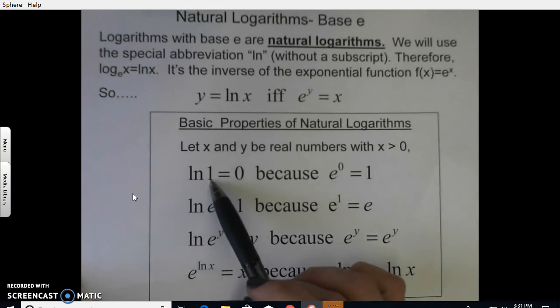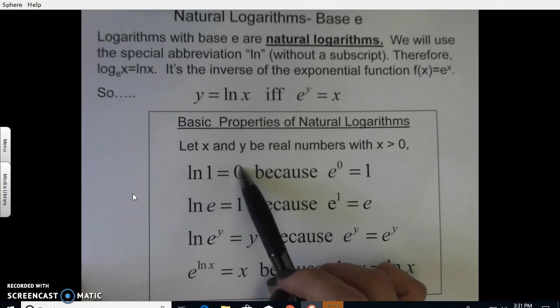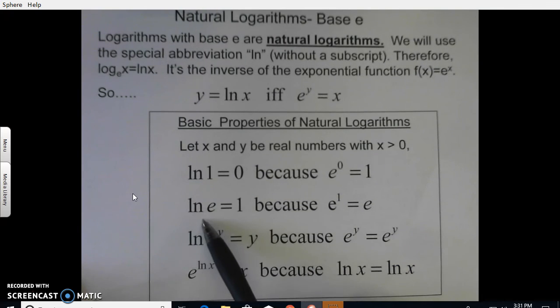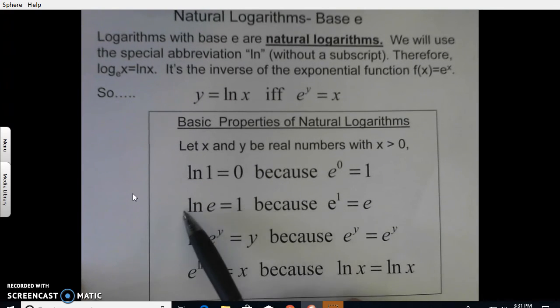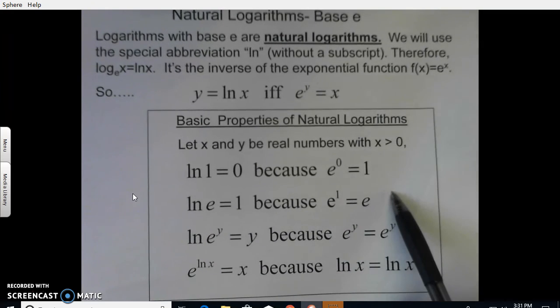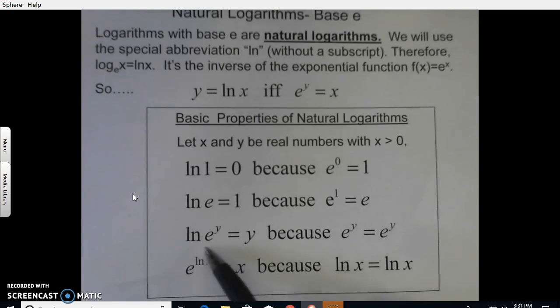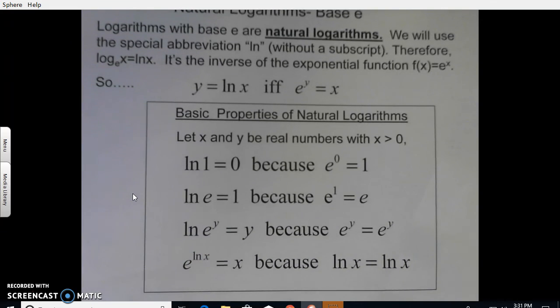So ln of 1 is equal to 0 because e to the 0 power is 1. ln of e is equal to 1 because e to the first power is e. ln of e to the y power is equal to y, because e to the y power is equal to e to the y power. e to the ln of x is equal to x, because ln of x is equal to ln of x.